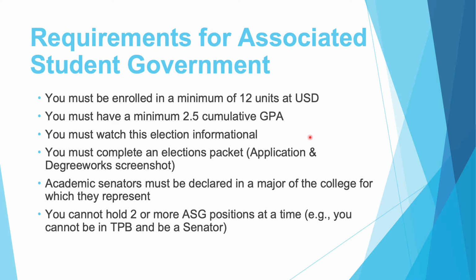Don't try me. Adding on to the third one comes the fourth one, which is that you must complete an elections packet, which is essentially the application and watching this video, and provide a degree works screenshot for us to verify your GPA and other information like that. The fifth one is that all academic senators must be declared in a major of the college for which they represent. So, if you're majoring in business, I do not want to see you running for a College of Arts and Sciences senator position.